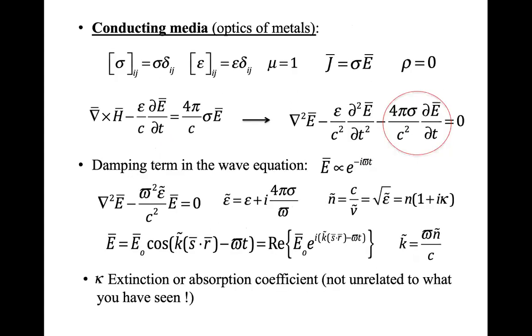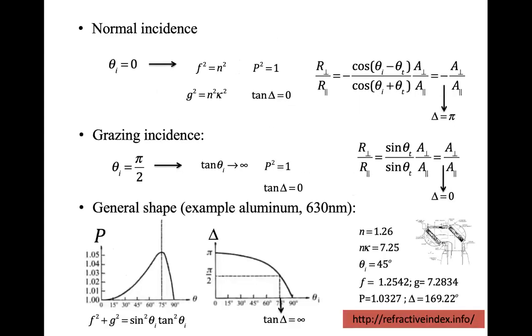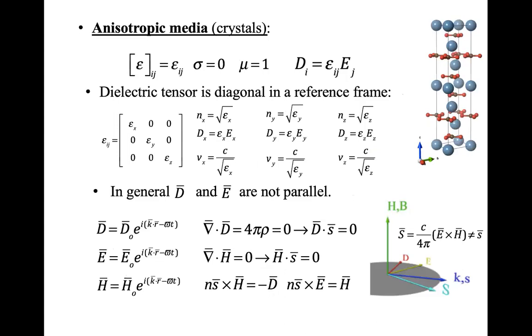Why is conducting media important? Mirrors. Mirrors are conducting media. And you want to know how the polarization changes when you hit a mirror. That's equations, but I'm going to skip all of this. But I'm keeping this. You are going to see this symbol and this symbol alone. B is the ratio between the amplitudes when you hit a media, and delta is the phase difference.